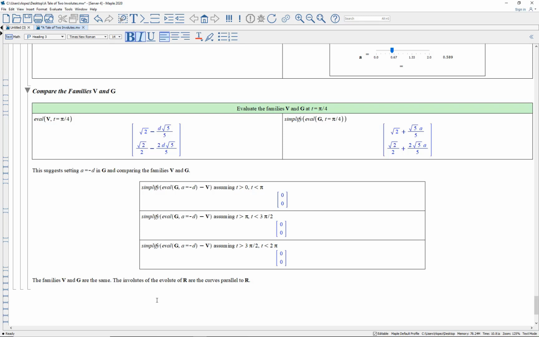So by way of finishing here, let's remind ourselves, Tale of Two Involutes. What are the two involutes? First involute we looked at was the involute of the ellipse, just to get practice with what an involute was. The second involute was the involute of the evolute. That's the second one.